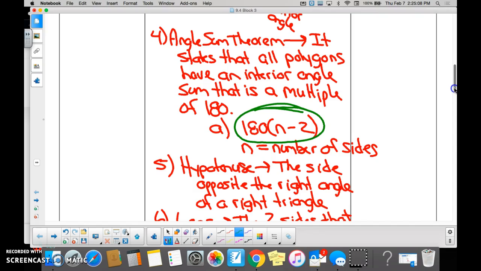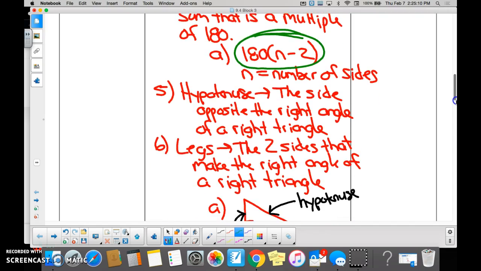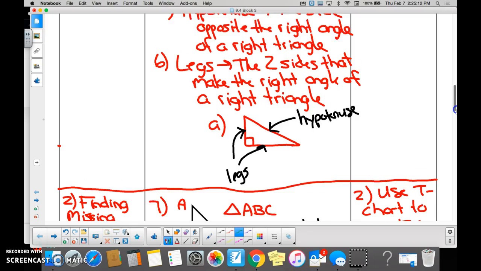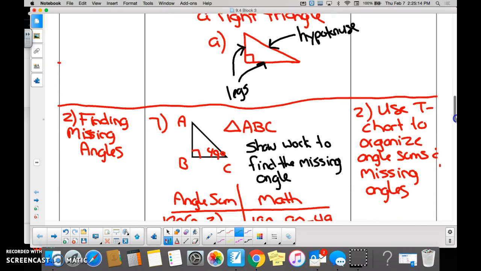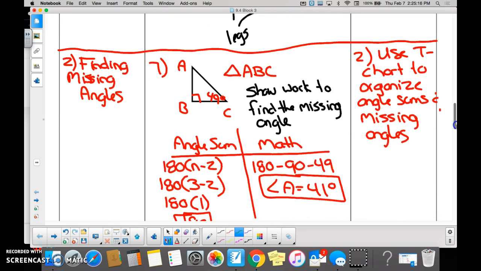Hypotenuse would be opposite the right angle of a right triangle, and the legs make up the right angle of a right triangle. We'll come back to those a little bit later on in the year. At least we have exposure to them now.